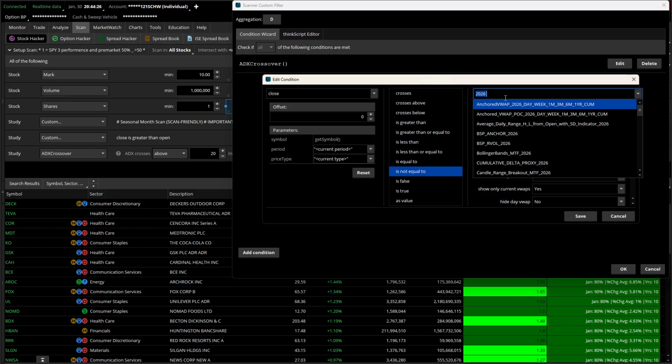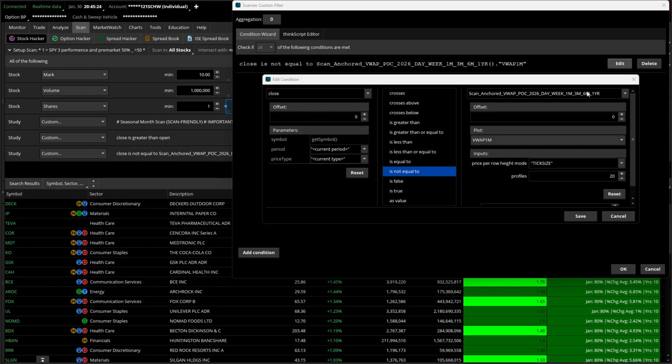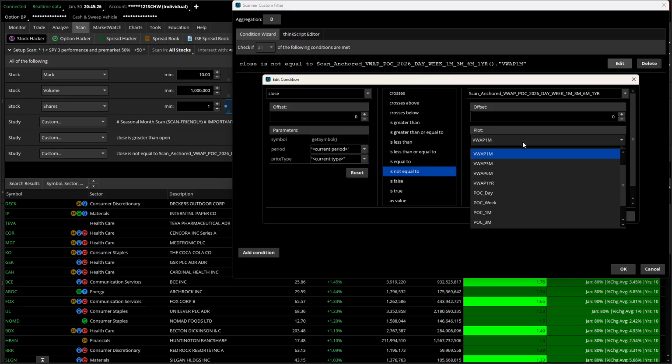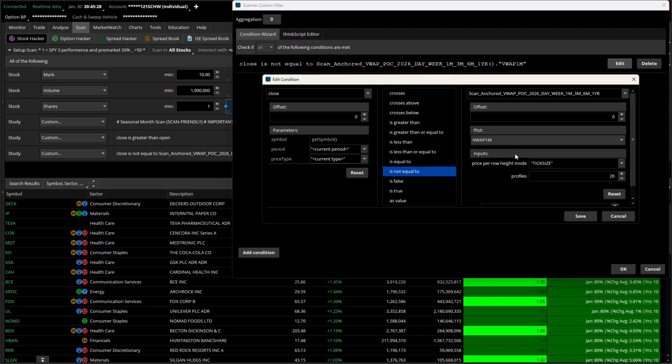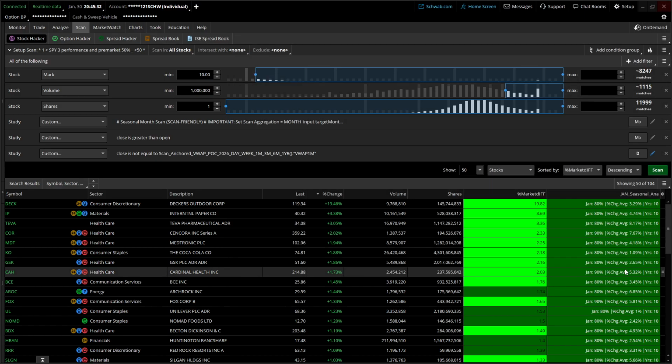Look for the one that says scan, 2026. There we go. This is the one. I knew it was wrong because I never run any POCs in there. So there's our POC, point of control. So you scan for price or close being above any of those different levels. With everything resetting with the year, I'm going to choose the 1 month because basically everything's still lined up for 1 month. So I'm going to press OK.